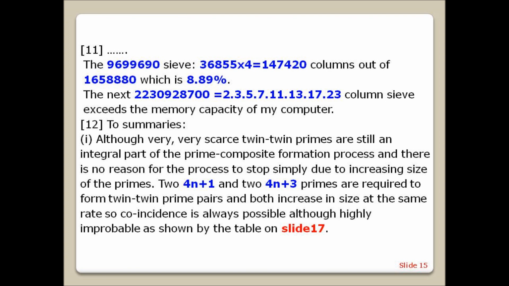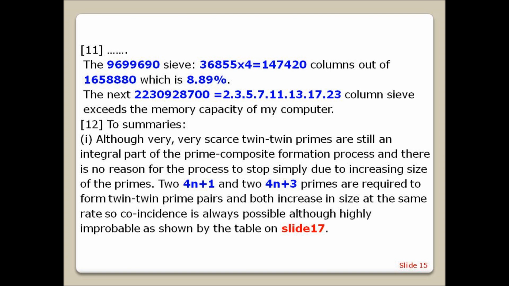The 9,699,690 column sieve has 36,855 residuals times 4 is equal to 147,420 columns out of 1,658,880, which is 8.89%. The next, 2 times 3 times 5 times 7 times 11 times 13 times 17 times 19 times 23 column sieve, exceeds the memory capacity of my computer.